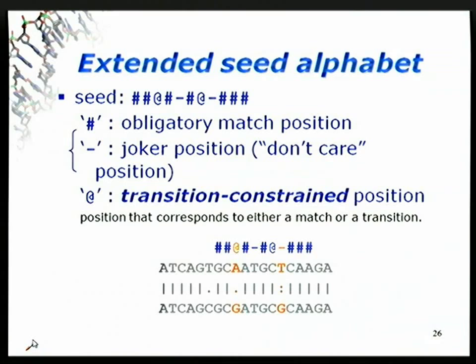For example, this at symbol allows A and G, so this seed detects this similarity despite the mismatch between A and G.